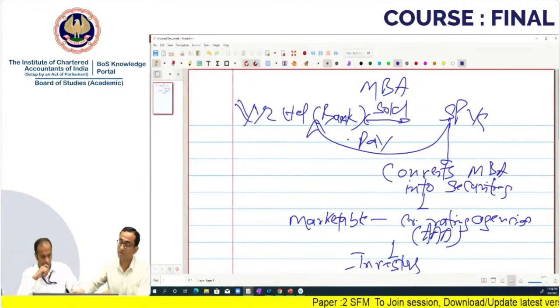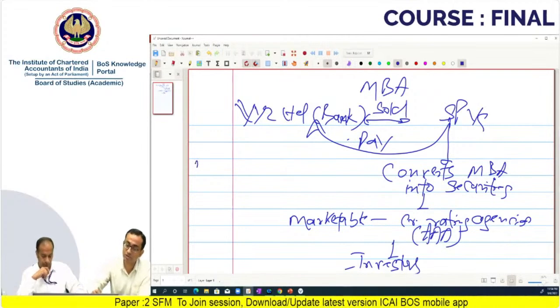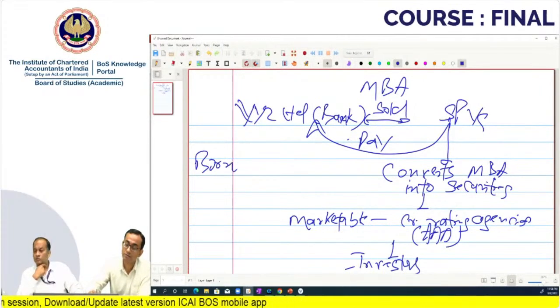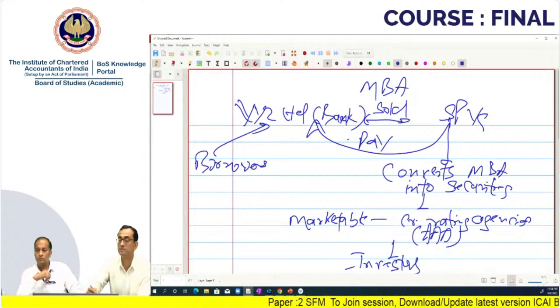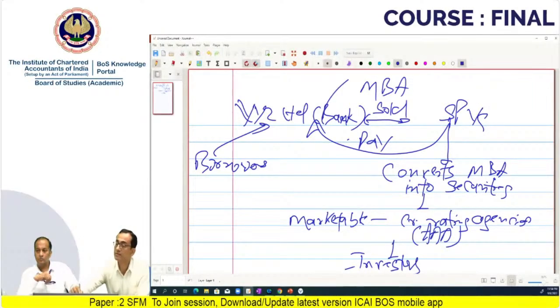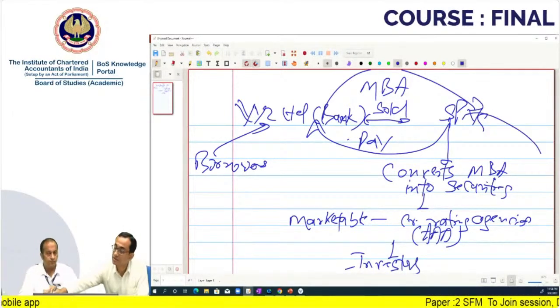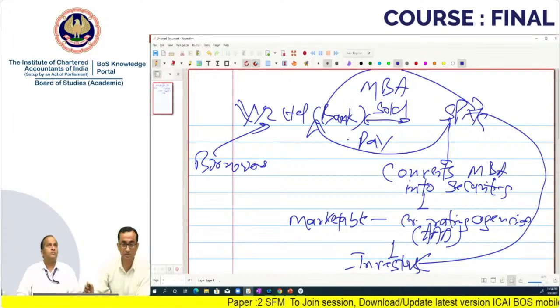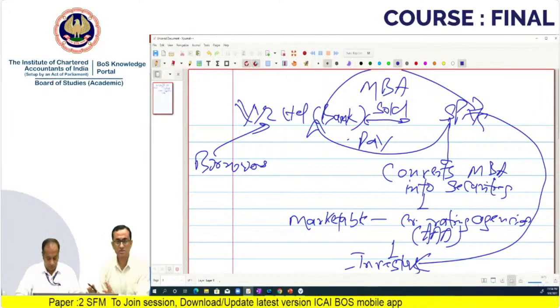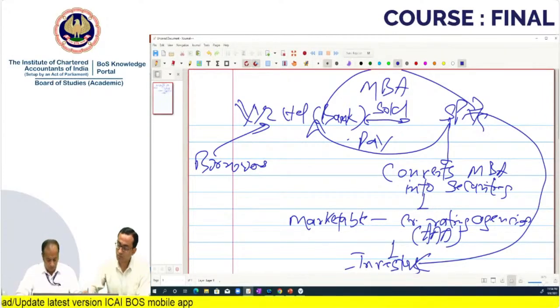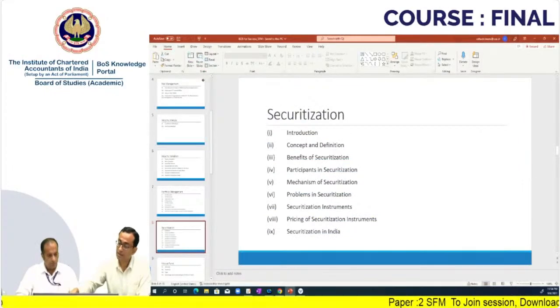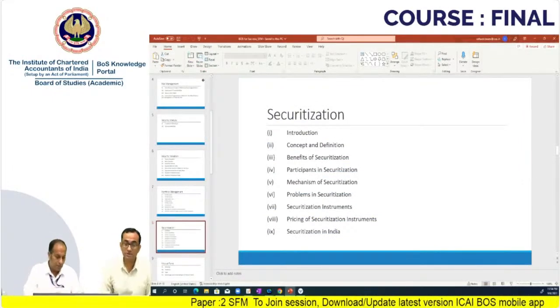So how will the investors get the money? The various borrowers will pay the interest to the XYZ bank. The bank will pay it to the SPVs. Then the SPVs will finally pay the investors. The investor will receive the money this way. So this is the simple concept of securitization. I will move further and now come to the benefits.